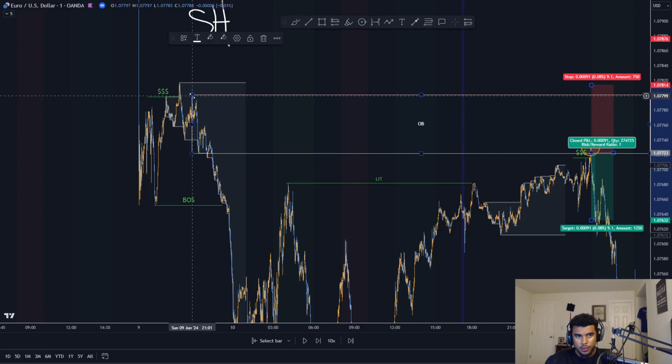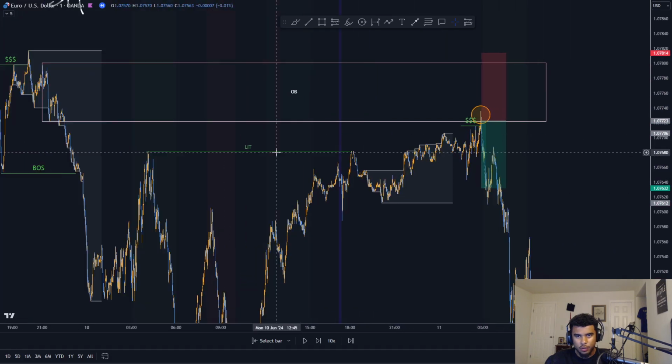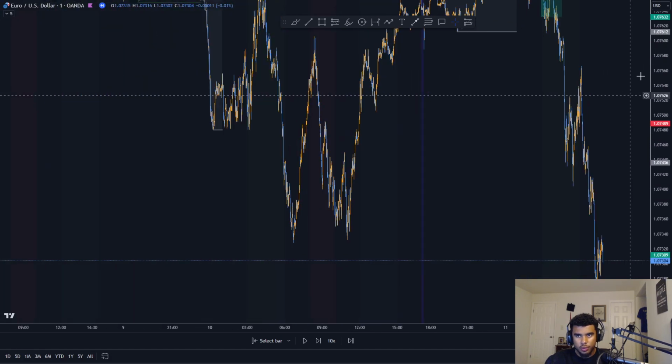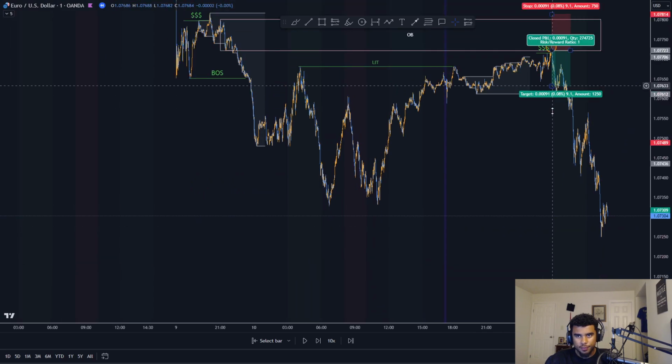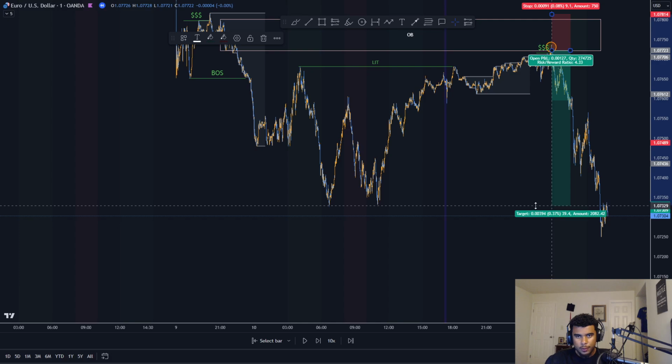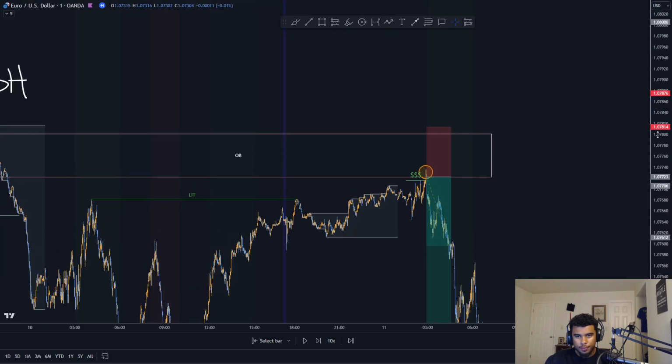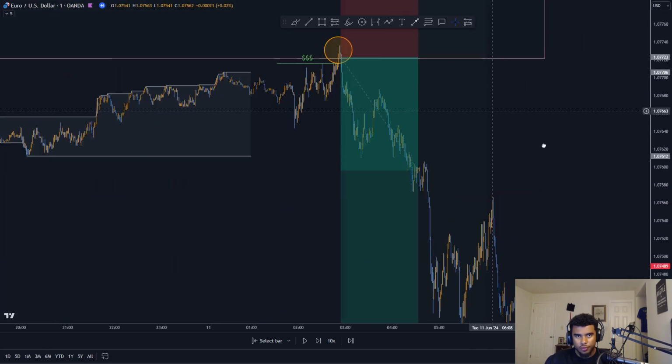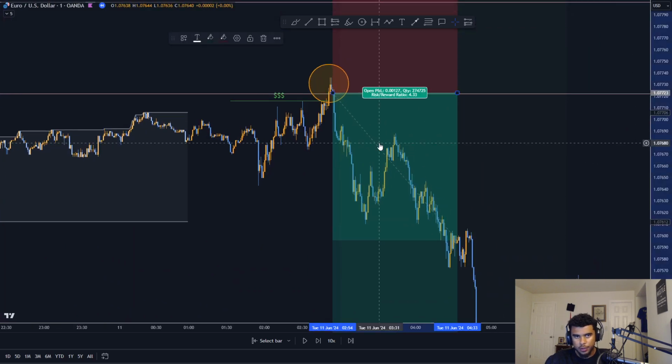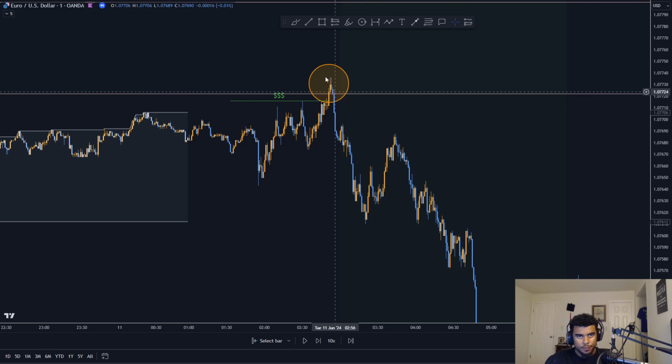Refine this. No, you can't refine that too much. If you have the nerve, you can do something like this, right? 4R. But it's not too refined, and I wouldn't do that personally. What I would do instead is wait for the break of structure.